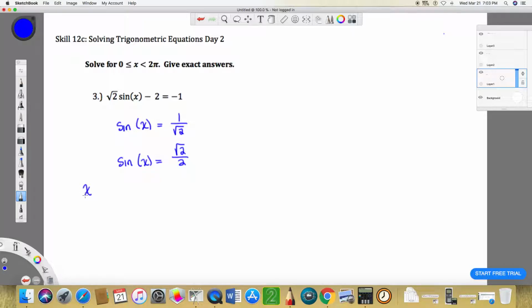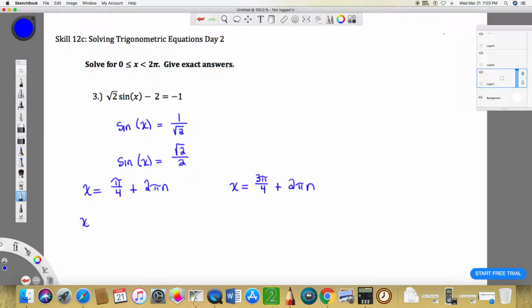So in quadrant 1, it's pi over 4. And then any angle that's coterminal to that, and we'll just write it as plus 2 pi n. Now there's another angle in quadrant 2 that's 3 pi over 4. And if you take the sine of 3 pi over 4, you'll get radical 2 over 2. Or if you have any angle that's coterminal to it.